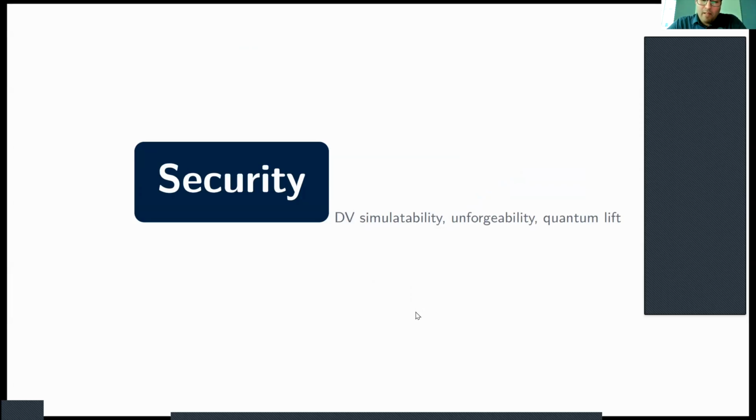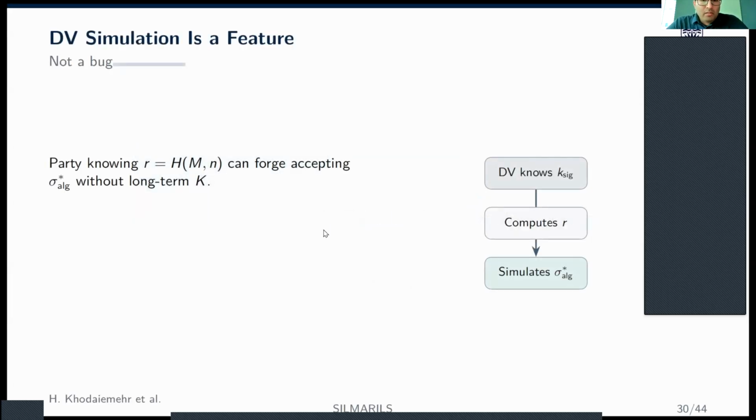So let's talk security. The single most important security message is on this slide. So DV simulation is a feature, not a bug. Anyone who knows R or seed can forge an accepting sigma alg star, and that's happening even without knowing the signer's long-term key K. So the designated verifier can do this because they hold K-sig. That's exactly the Jakobsson and his colleagues' property. Only the designated verifier simulates, and outsiders still cannot tell a signer from a simulator's origin.